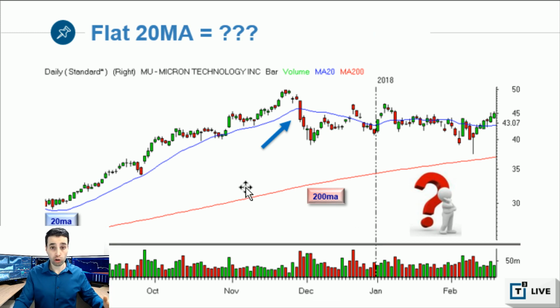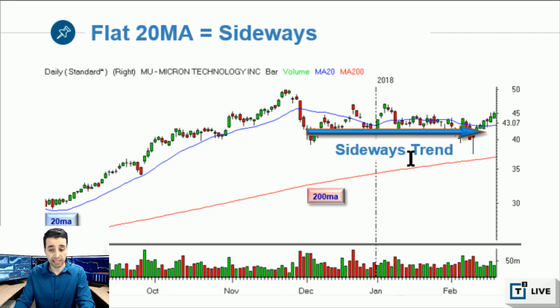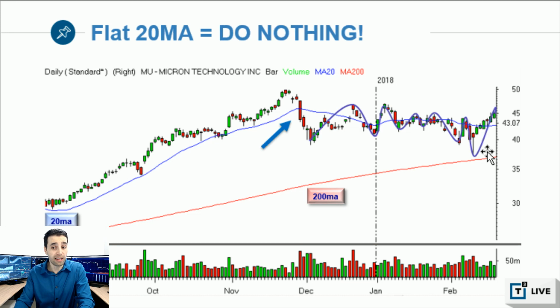So we talked about when the stock is in a nice uptrend, you want to play it long. We talked about also the slope, but what happens when the stock breaks the 20 MA and enters into what we call a sideways trend? What do you do then? You do nothing, because at that point the 20 MA becomes a useless line on the chart, okay?